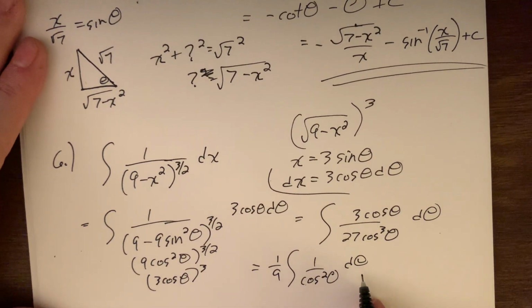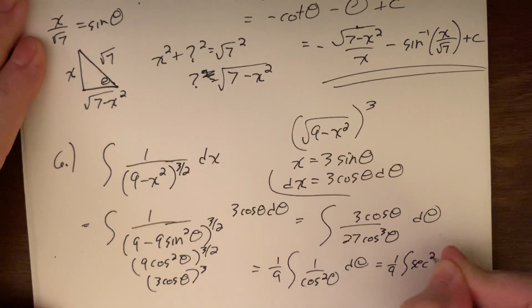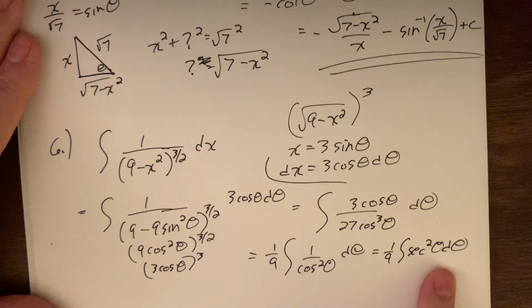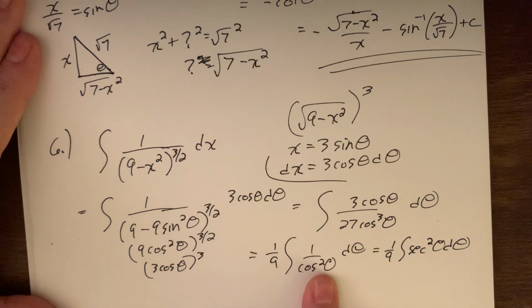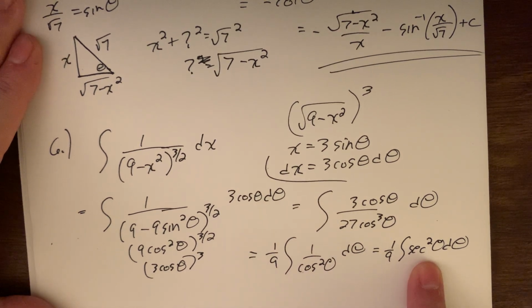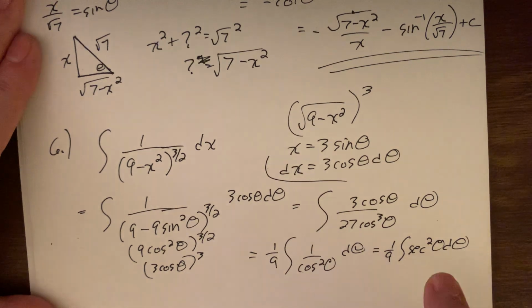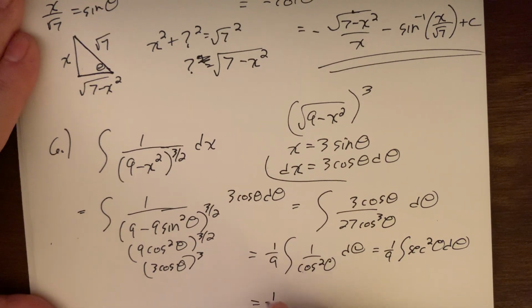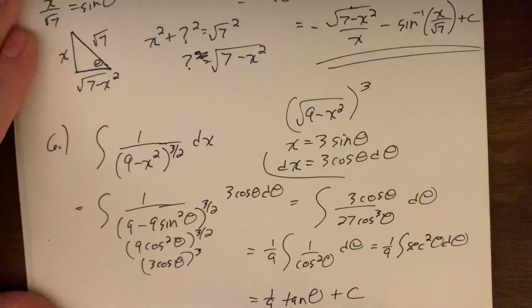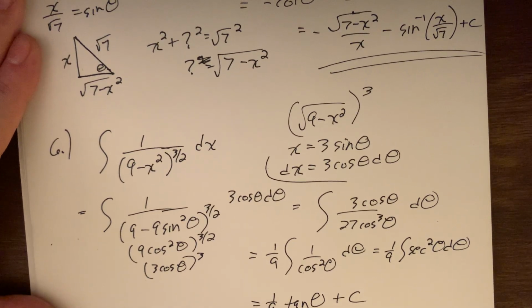Still for a moment might feel like we're stuck. Again, this one, definitely through some experience, we've seen exactly that before. 1 over sine squared is cosecant squared. 1 over cosine squared is secant squared. Is that a good move? Yes, it definitely is. It's a known antiderivative. The 1/9 pushes along. The anti of secant squared is just plain simple tangent. But I still have to back sub.